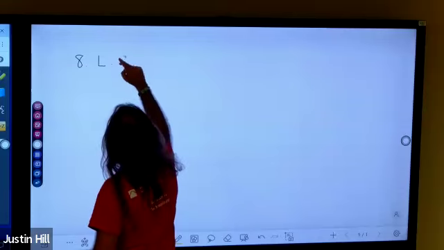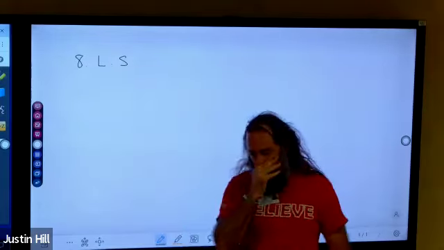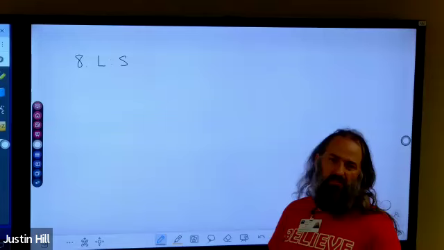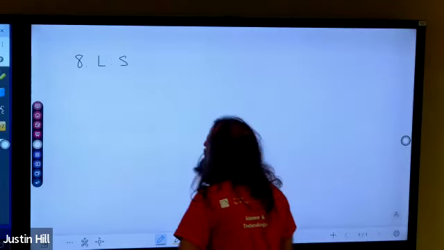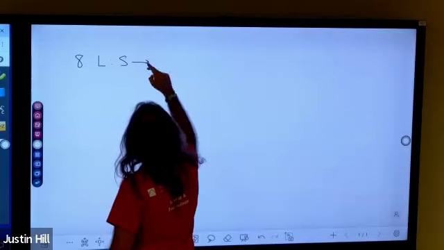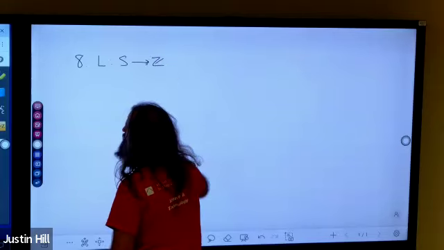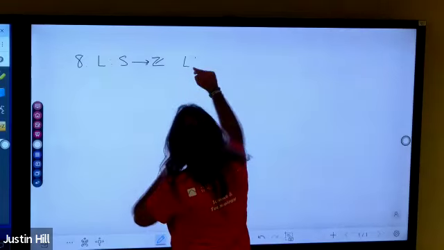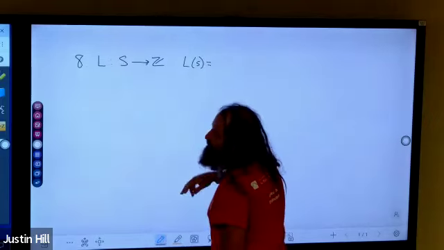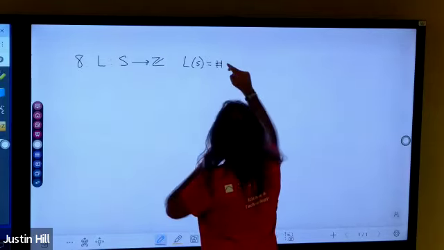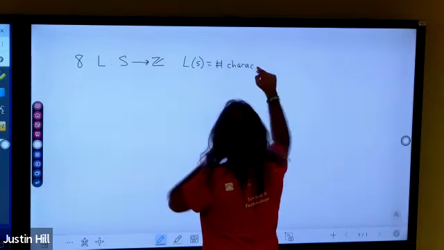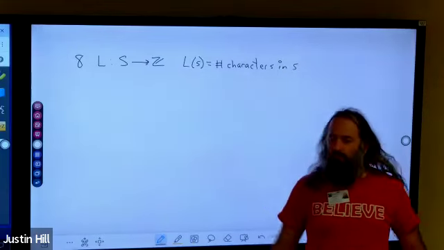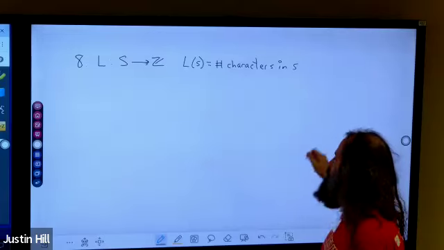L is a function that's from S, and we're using S as the same set we saw in 7.1. S is the set of strings using A's and B's instead of zeros and ones. That function goes to the integers. And they say that this is the length function. So what they mean is L of S equals the number of characters in S. So literally just the length of the string. Count up all the characters.